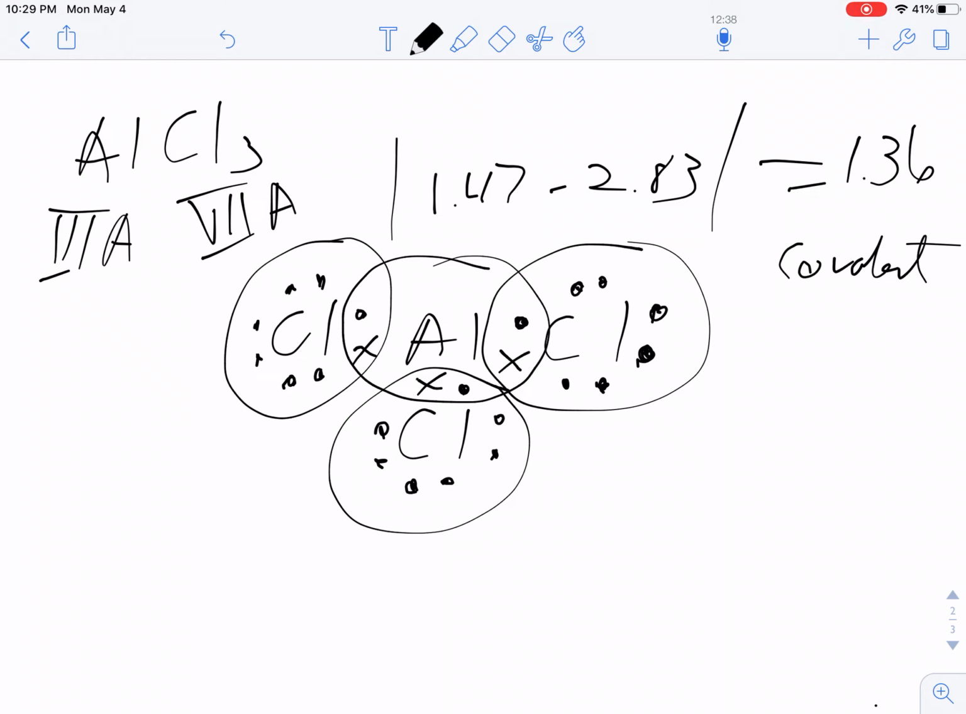Now, this is called the Lewis dot structure. I can also draw what's called the line bond structure, where I just draw a single line to represent every shared pair. So this would be my line bond structure for aluminum chloride. Okay? Let's do a couple more examples.